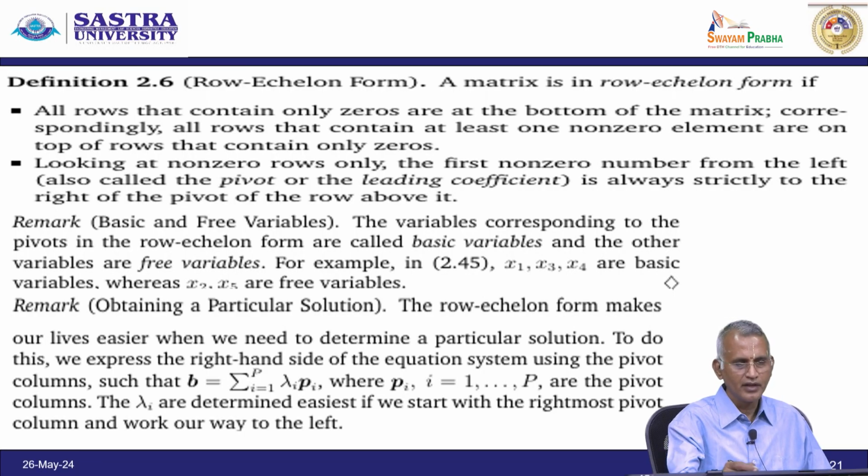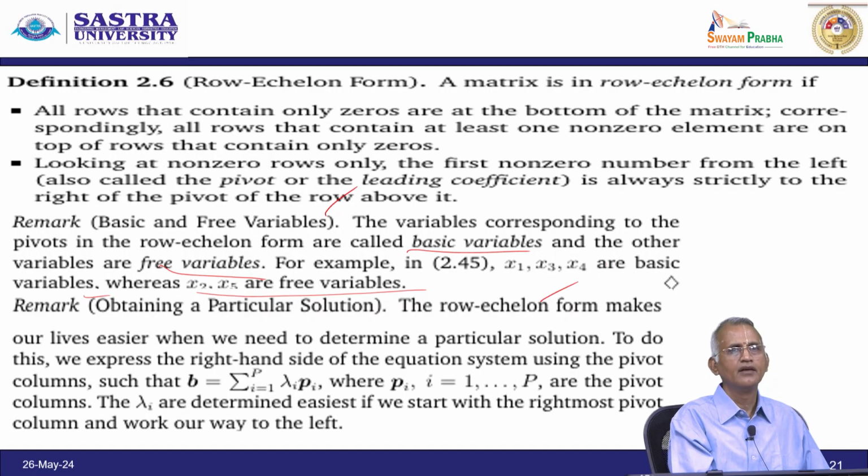Note, basic and free variables. The variables corresponding to the pivots in the row echelon form are called basic variables, and the other variables are free variables. For example, in this case x1, x3, x4 are basic variables, whereas x2, x5 are free variables. Another note is on obtaining a particular solution: the row echelon form makes our lives easier when we need to determine a particular solution.